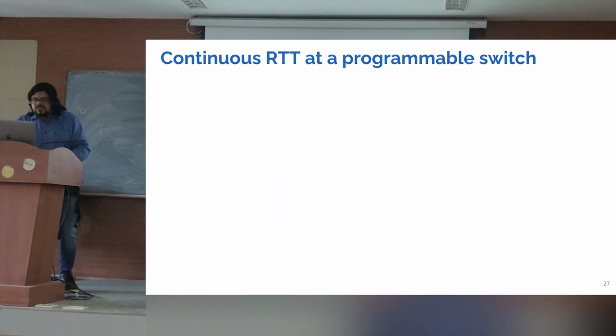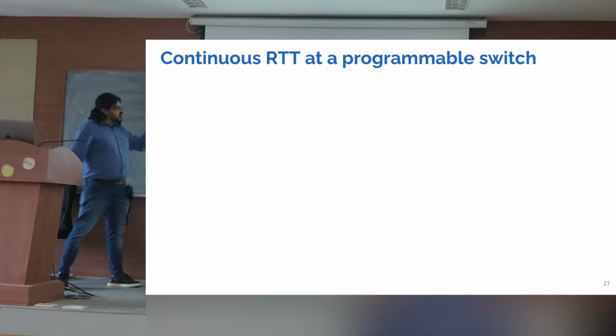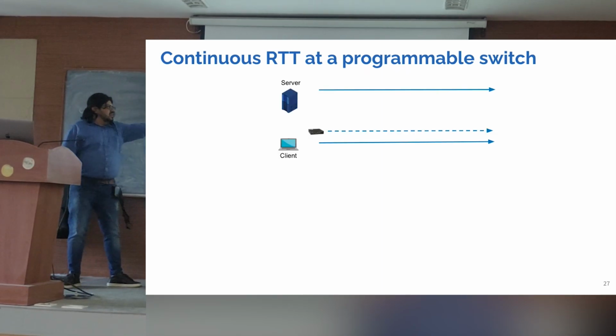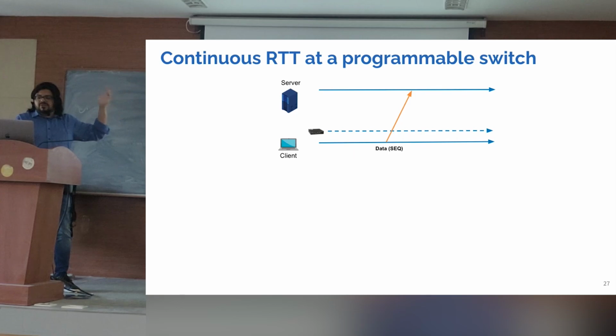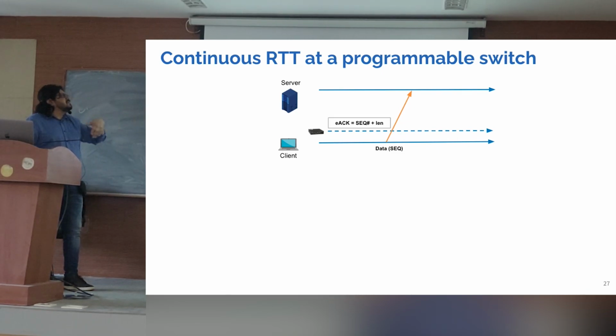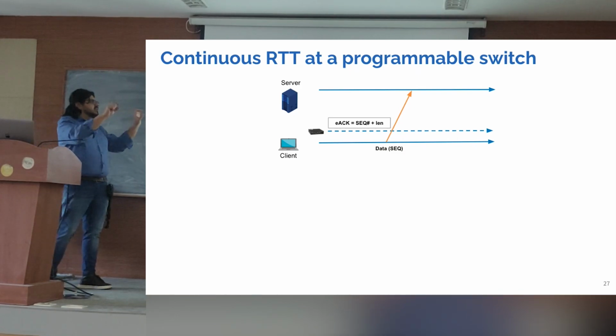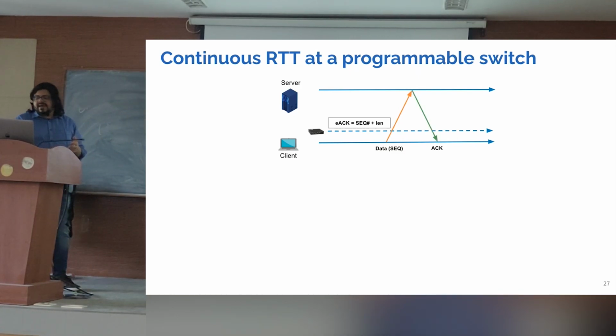Okay, cool. So how do we do continuous RTT monitoring at a programmable switch? We talked about the programmable switch. It is lying close to the client. It is monitoring all the clients on the network. And essentially what happens is, as a SEQ packet goes by, the switch computes the expected ACK number, which I alluded to before, which is the sequence number plus the length of the packet. And then when the acknowledgement comes back, it checks whether the acknowledgement number matches this expected ACK number.